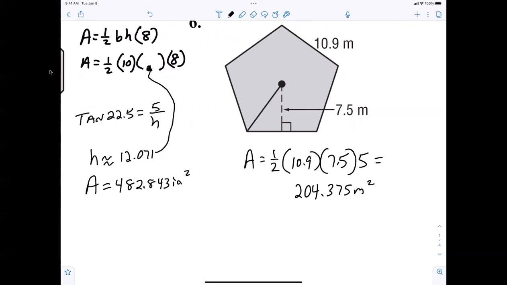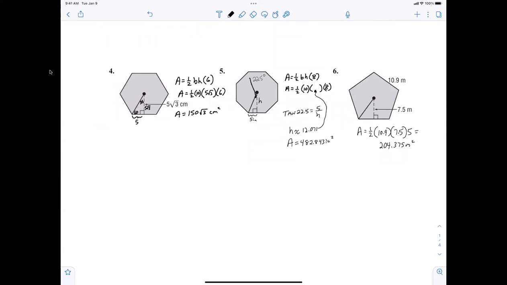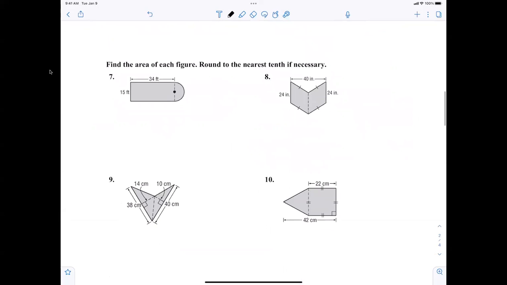Anybody have any issues? I'm agreeing. That was way too easy. I meant to white one of those out, actually. All right, here we go. Let's go down here. All right, now we're just getting into composite figures where they're made up of multiple shapes. All right, so let's take a look here.